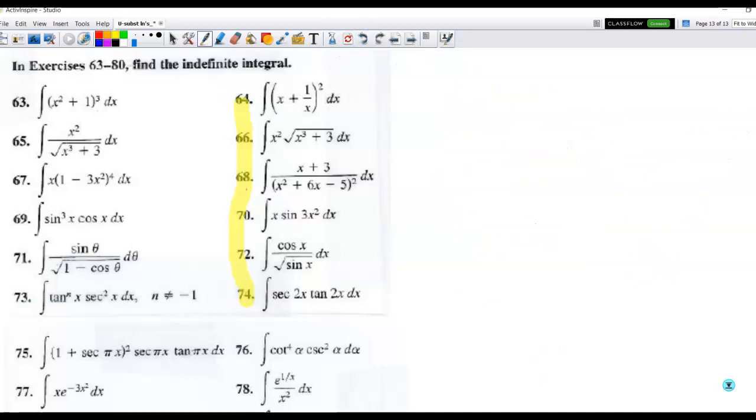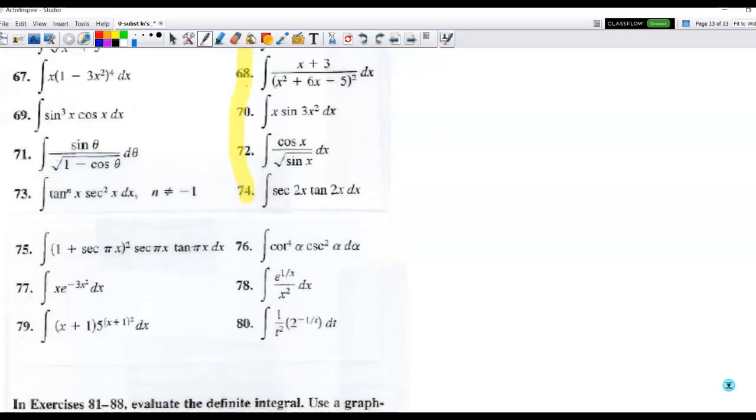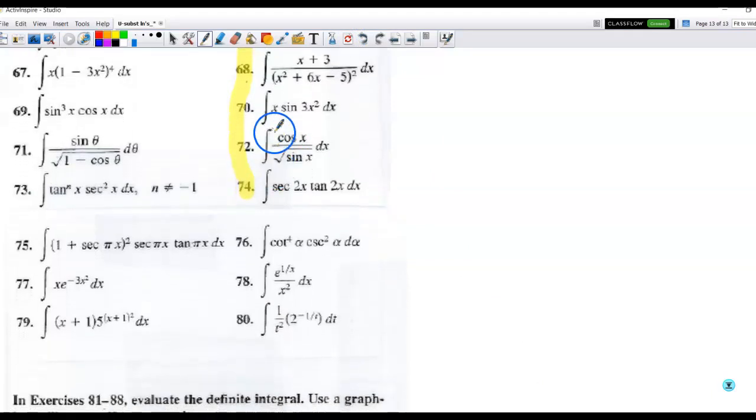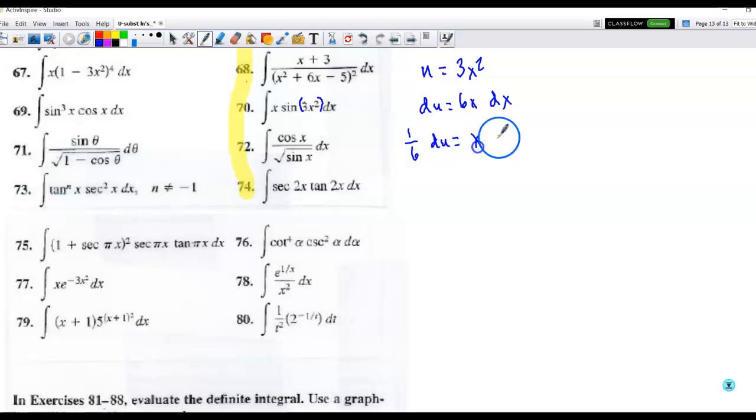Number 70, with my math eyes, I see trig, and I see multiplied by x. And with my math eyes, even though there are no parentheses here, I know that parentheses go around that angle. I'm thinking u substitution, so u is equal to 3x squared. du is equal to 6x dx. Don't need the 6, take it to the other side by division. And I have what I need. So I'm going to rewrite my integral to be 1/6 of sine u du.